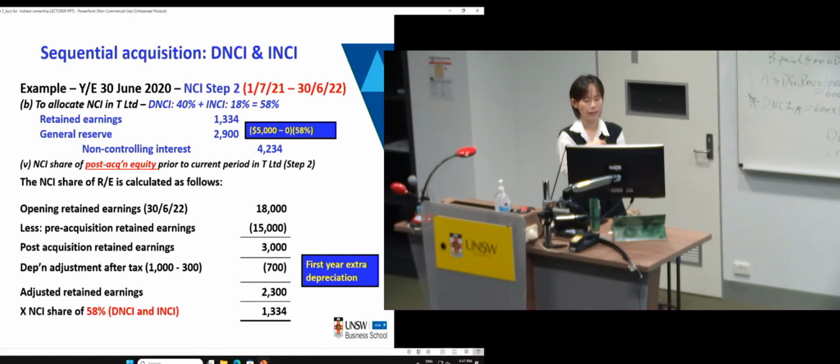Now let me know if there's any question here, okay? So both the NCI and the parent receive a share of the post-acquisition equity of the subsidiary. Right. So the key is to find the changes in the equity balance of the subsidiary from the acquisition date to the beginning of the current year. If you have any RC entry related to any asset in the record of that subsidiary, then don't forget to take these adjustments into your accounts.